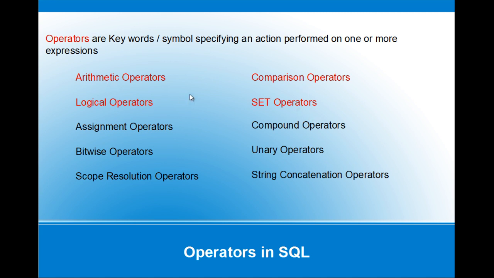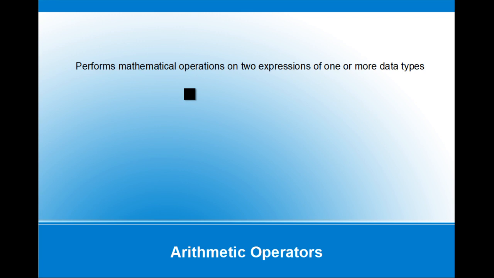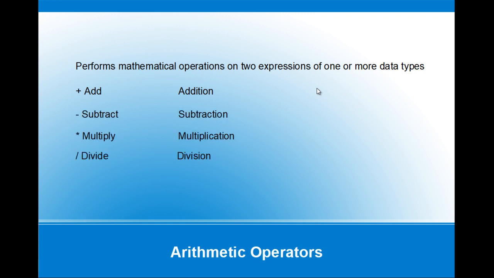So let's go with the arithmetic operators. As the name says, arithmetic operators are related to mathematics, simple. The definition goes like this: performs mathematical operations between two or more expressions of one or more data types. The first ones are addition, subtraction, multiplication, and division. Also there is modulus, which returns the integer remainder of a division. So that's kind of a remainder. These are what we mostly use in mathematics, so these come under the arithmetic operators.